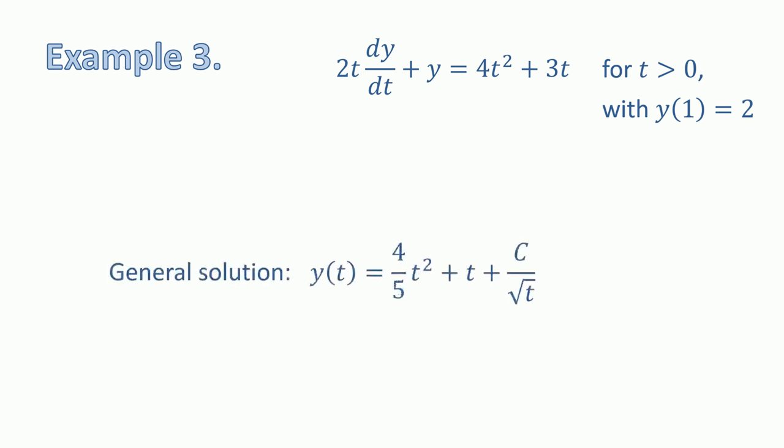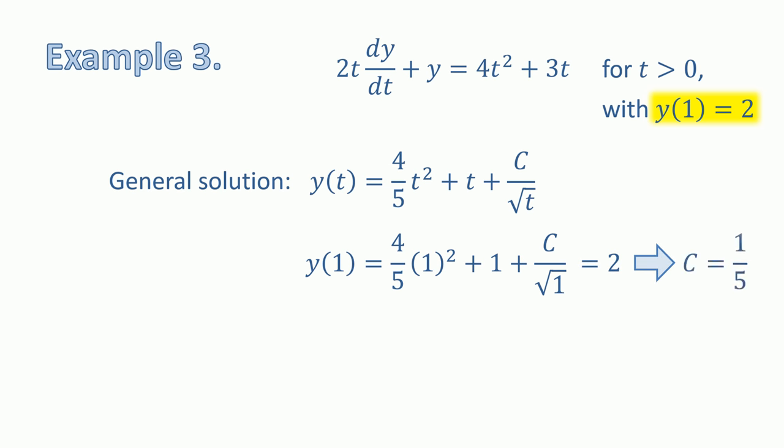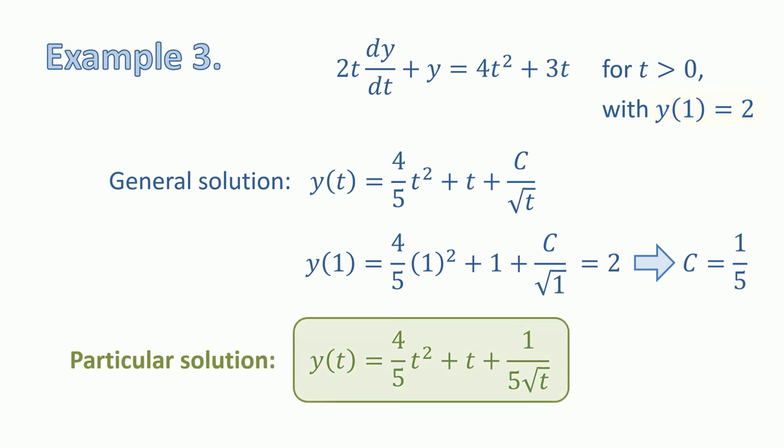We are almost done, but recall that this problem has an initial condition, y of 1 equals 2. Substituting 1 for t in the general solution, we find that y of 1 equals 4/5 plus 1 plus c. All of this is supposed to equal 2, so c must be 1/5. Thus, the particular solution is y of t equals 4/5 t squared plus t plus 1 over 5 root t. You should differentiate and check to verify that this does in fact solve the differential equation.